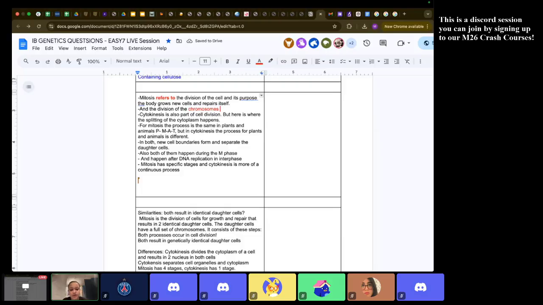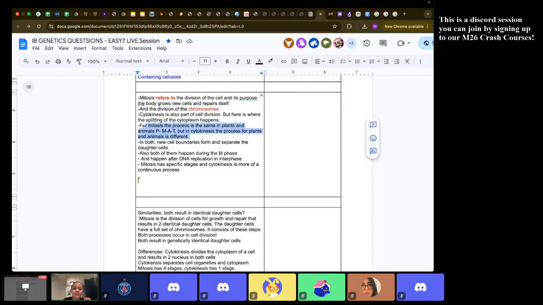Cytokinesis is also part of cell division, but here is where the physical splitting of the cytoplasm happens. Well done. So for mitosis, the process is the same in plants and animals, PMAT, but in cytokinesis, the process for plants and animals is different. Well done. So that's a really good sentence here.